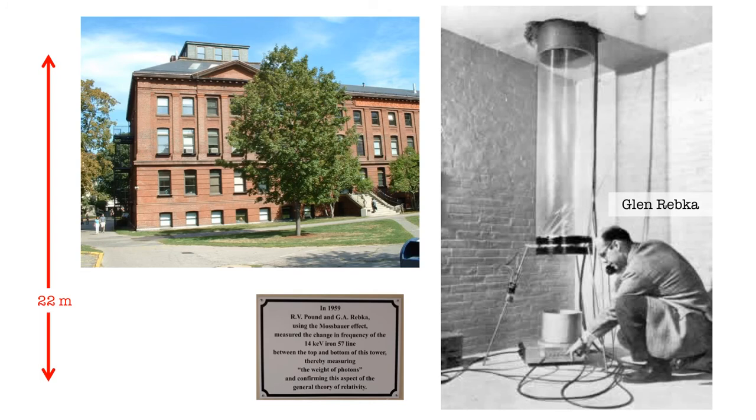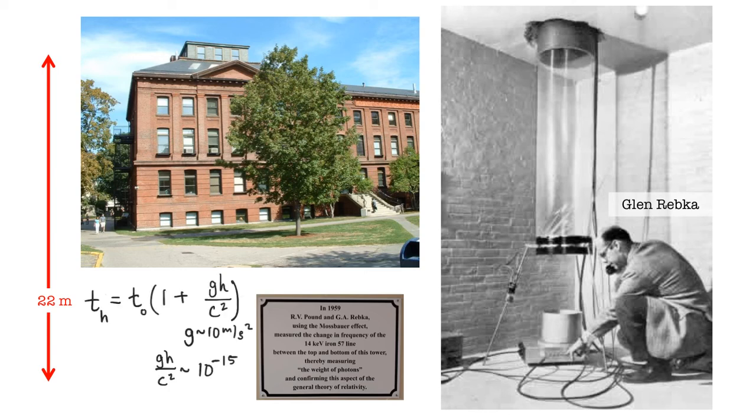So here's a little bit of the geometry of the problem. This is Jefferson Lab at Harvard University. And Pound-Rebka had a vacuum tube that went from the penthouse all the way down into the basement, which is where that plaque was located. And the change in height between those two locations, or the difference in height, is 22 meters.